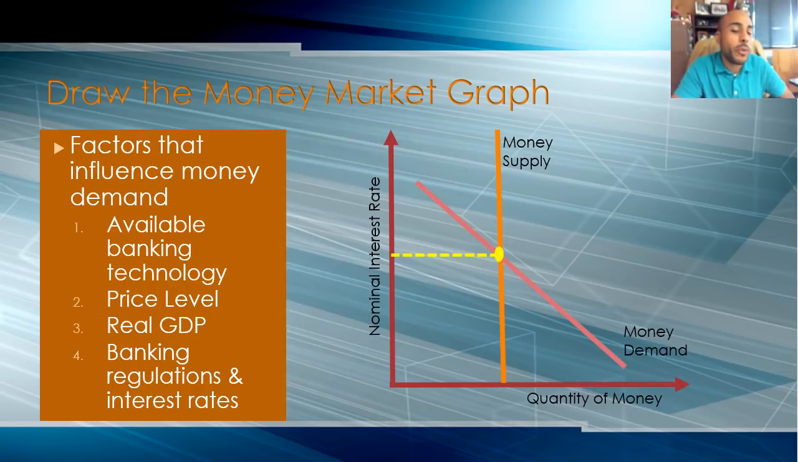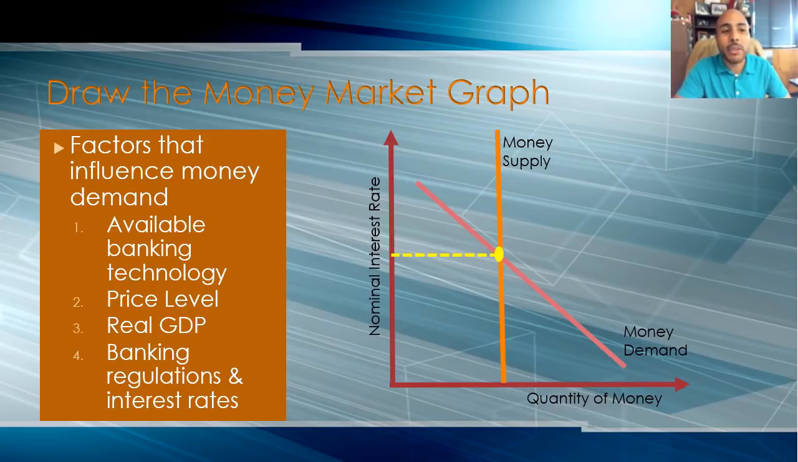Real GDP also influences this. When real GDP rises, generally that also causes prices to rise. And when prices start to rise, that usually causes more demand for money. So more GDP, more economic activity, more demand for money.